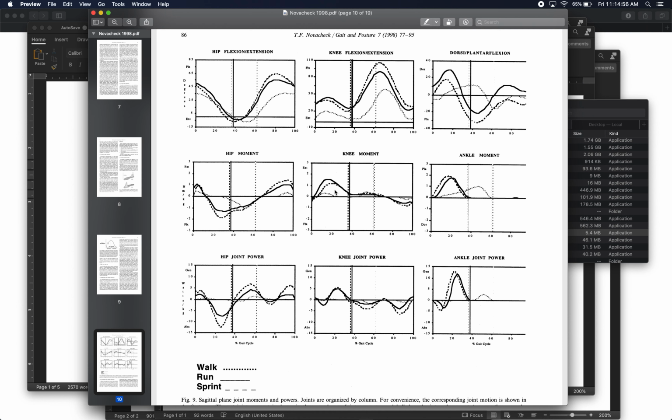Now, similar to how I can infer what muscle group is active from the sign on the moment, the sign on the power can also tell me something about that muscle group. If the power is positive, then it indicates whatever muscle group is active up here is acting concentrically, meaning it's producing force while the muscle is shortening. If it's active with a negative power, then that tells me that muscle group is acting eccentrically. It's producing force while the muscle is lengthening, or while the muscle is being stretched.